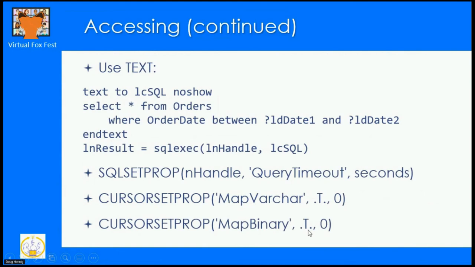then certain kinds of binary columns in your database engine will come into FoxPro as general fields, and they're typically corrupted general fields, so you can't do anything with them. If you set this to true, then they'll come in as a blob, and then you can typically do something with them.